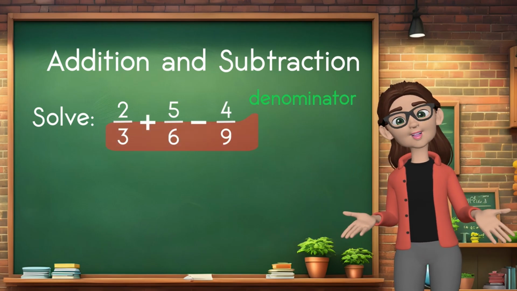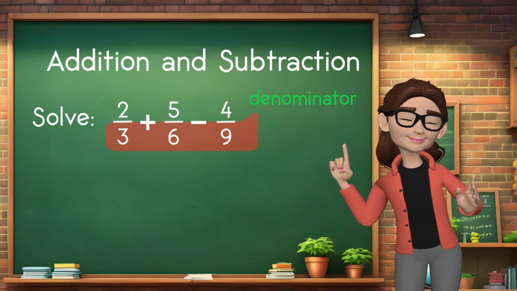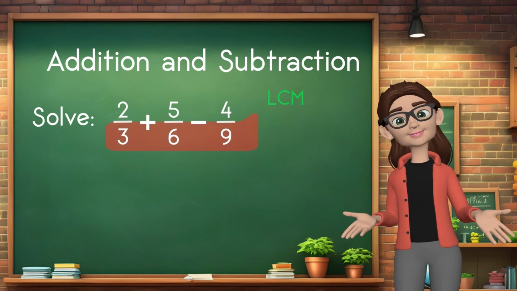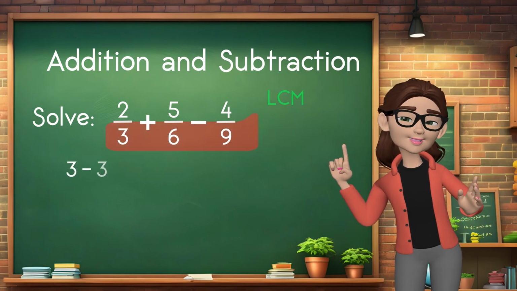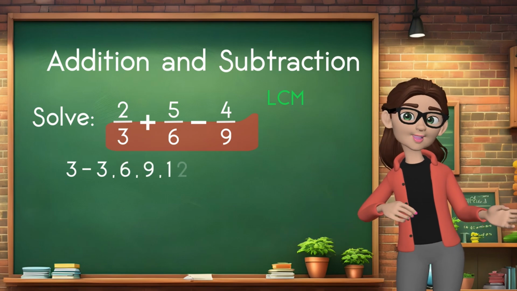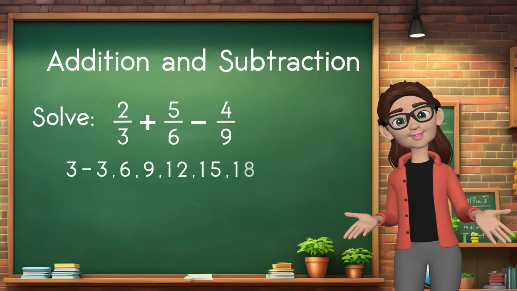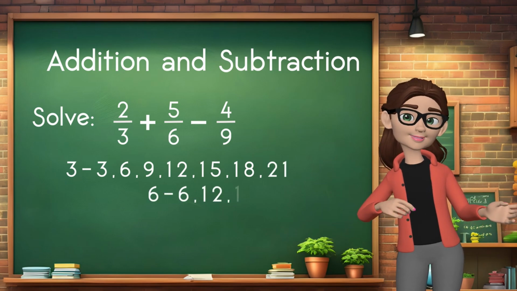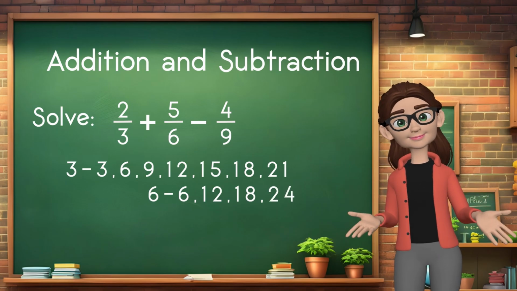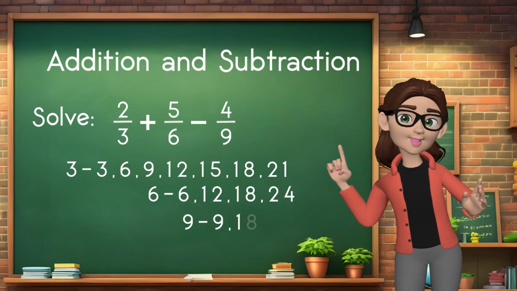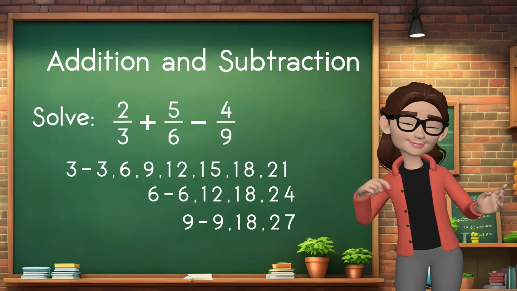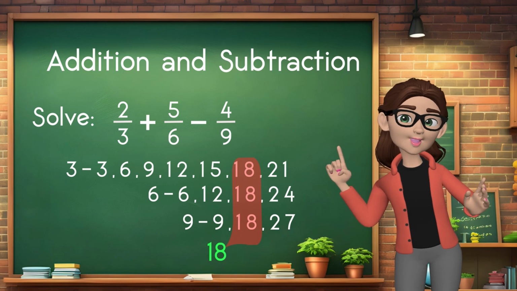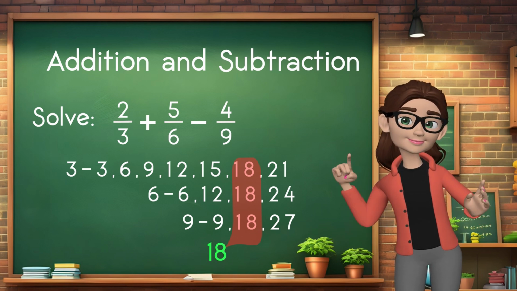Here, denominators are 3, 6, 9. First we find the LCM, least common multiple, of 3, 6, 9. Multiples of 3 are 3, 6, 9, 12, 15, 18, 21. Multiples of 6 are 6, 12, 18, 24. Multiples of 9 are 9, 18, 27. Here, the least common multiple of 3, 6 and 9 is 18. So, LCM equals 18.